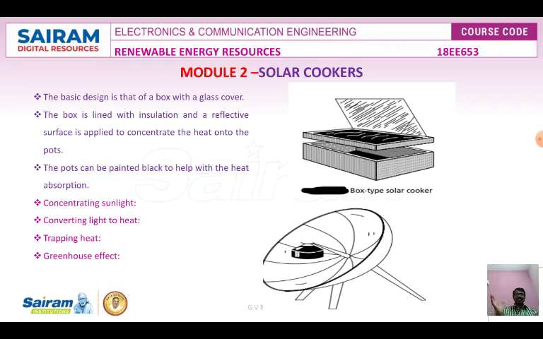The box is lined with insulation and reflective surfaces. It's like a pot: the pot will be kept over the box, and the cooker will be kept over the box. The parts are painted with black material in order to absorb the heat. Solar radiation raises the temperature sufficiently to boil the contents inside the pots. Cooking time is very short at noon, but during sunset and sunrise it is very long when compared to conventional cooking systems or conventional stoves.